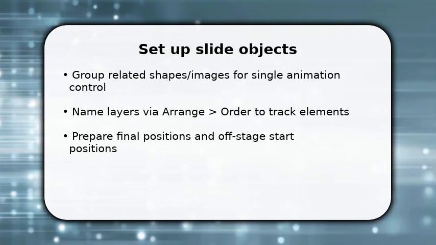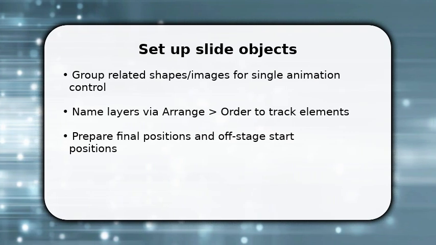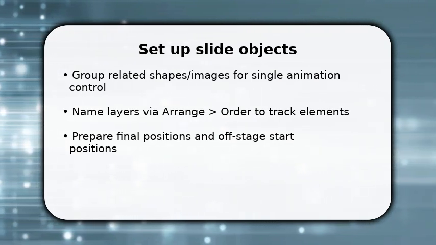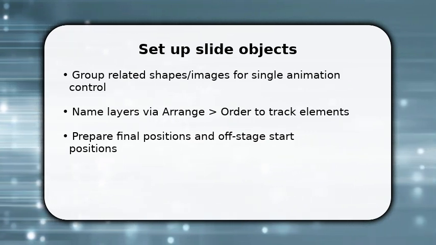Enjoy the video. You start by arranging and grouping the objects you want to animate so you can control them together. Add distinct images, text boxes, or shapes and position them on screen in their end state, then move duplicates or copies off stage to serve as start positions.